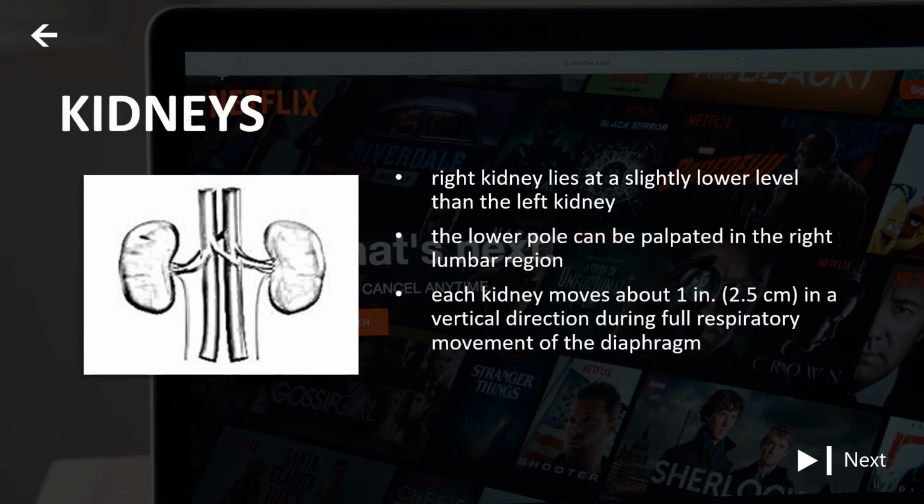Kidneys. The right kidney lies at a slightly lower level than the left kidney. It is because of the bulk of the right lobe of the liver, and the lower pole can be palpated in the right lumbar region at the end of deep inspiration in a person with poorly developed abdominal muscles. Each kidney moves about 1 inch in a vertical direction during full respiratory movement of the diaphragm. The normal left kidney, which is higher than the right kidney, is not palpable.